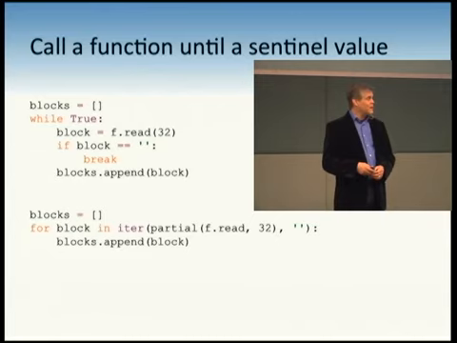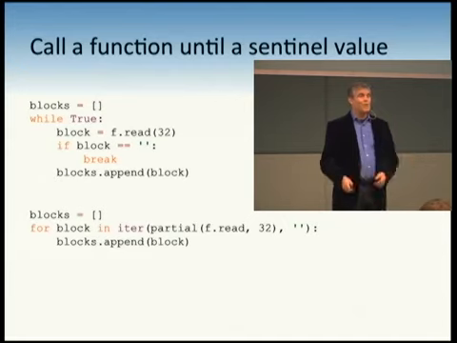In order to make it work, the first function has to be a function of no arguments. How many arguments does fread take? 1. How do you go from 1 to 0? Partial. Partial takes a function of many arguments to a function of fewer arguments. If you haven't tried this before, go home and play with it and learn something new. Welcome to the world of functional programming.